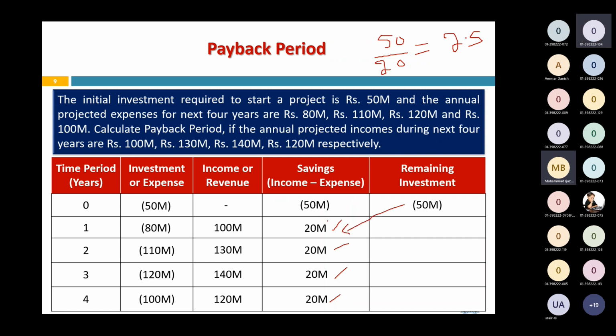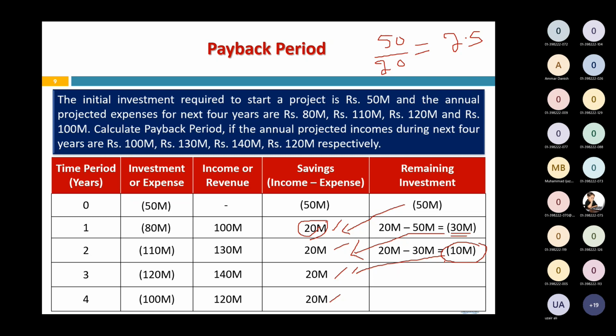But practically, if you see, using a crude manual calculation, out of 50 million, I was able to recover 20 million here in the first year. So 50 minus 20, I'm still left with 30 million. Out of 30 million in the second year, I earned 20 more million. So now I'm left with 10 million here, correct?